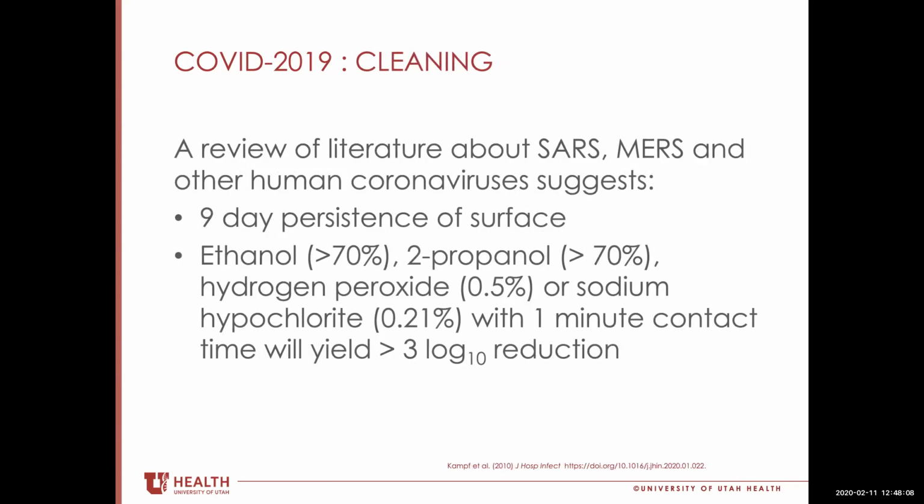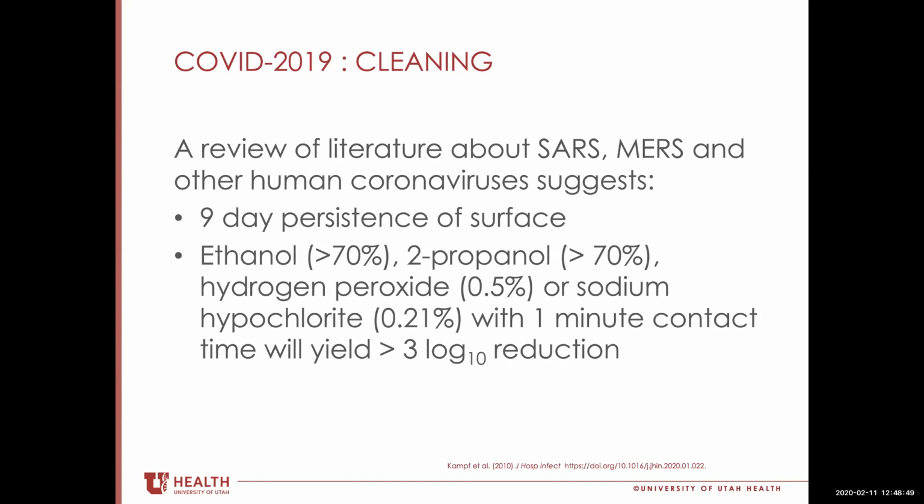A last note here is that there's a rapid review that came out in 2020, not 2010. It came out last Friday, looking at SARS and MERS and other human coronaviruses in terms of surface persistence and cleaning effectiveness. This review concluded that it's likely that, like other human infectious coronaviruses, the persistence on the surface would be up to 9 days. It depends a little bit on temperature and humidity. Coronaviruses in animals have been shown to persist longer, but the ones that infect humans have lower persistence.